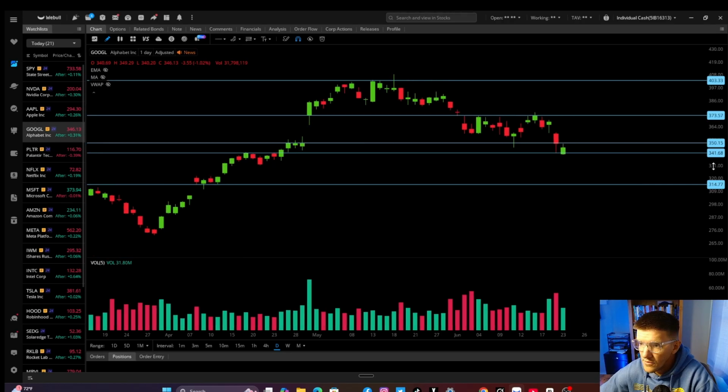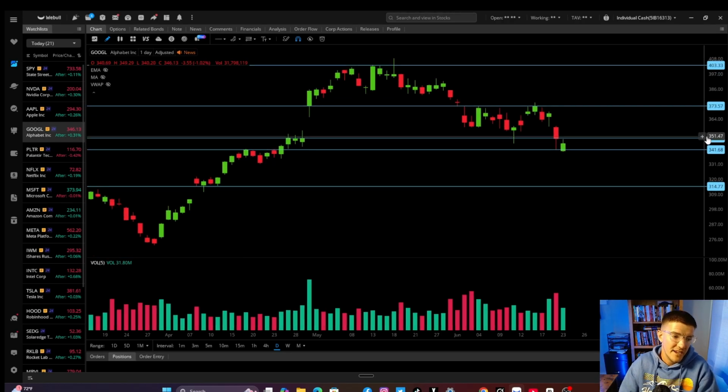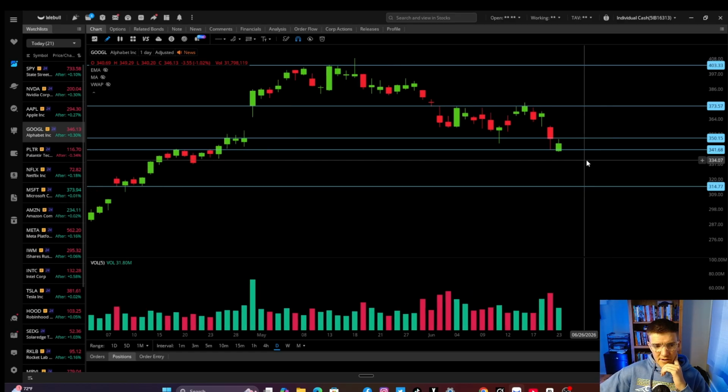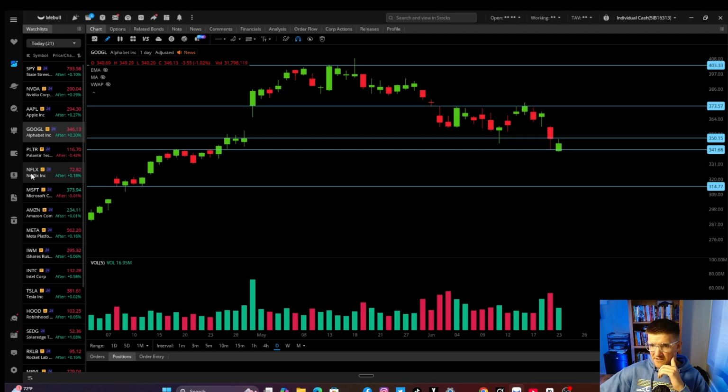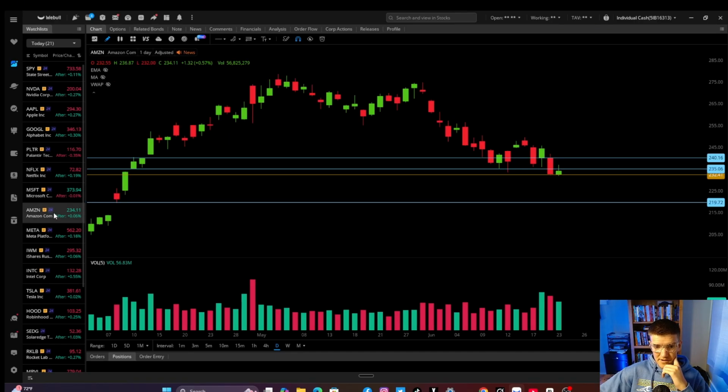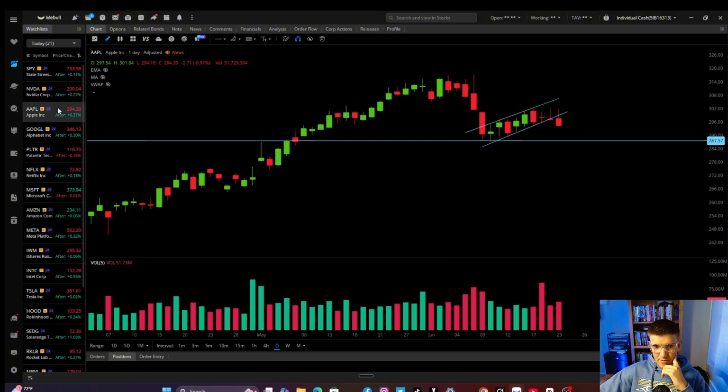Go to Google. So most of what I trade, the stocks I trade are all highly liquid, mostly of the Mag 7 stocks. I like stocks that make nice moves and have highly liquid options. You don't need to watch every stock in the market. All you need is a handful of stocks to watch every day. For me, it's the Mag 7. I trade Nvidia, Apple, Google, Palantir, Netflix, Microsoft, and Amazon. So let's look at a couple more of these.